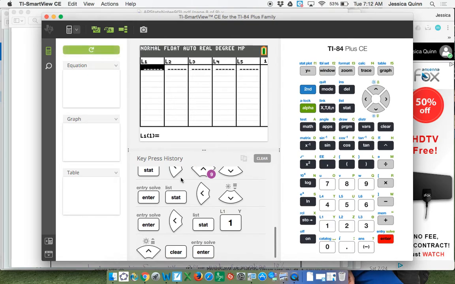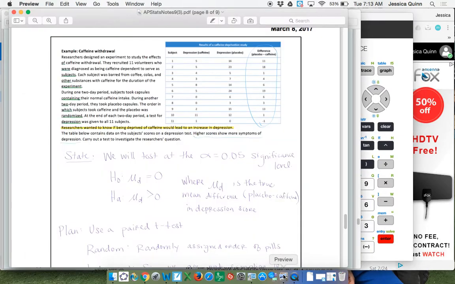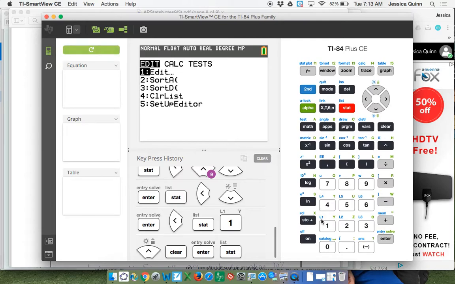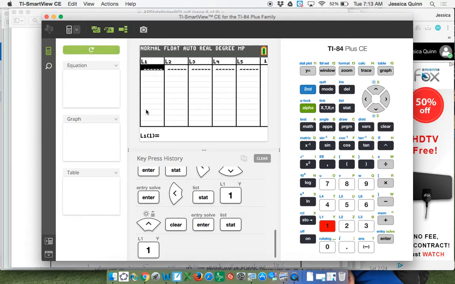Okay, so this is the do portion of this caffeine example. What we want to do is put all of these differences in our calculator. If you just go to Stat, Edit, I'm going to put mine in L1.